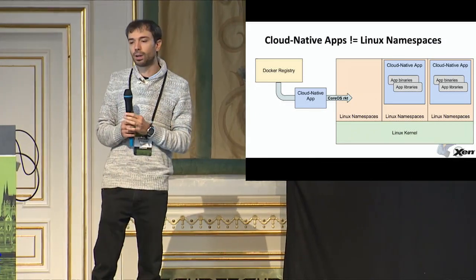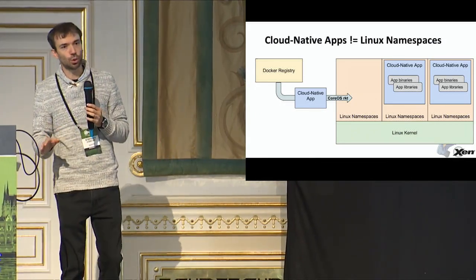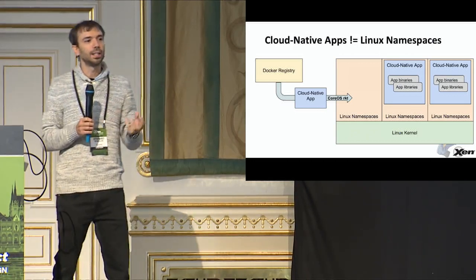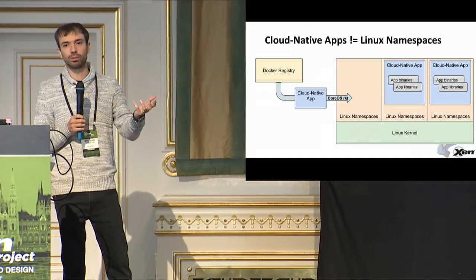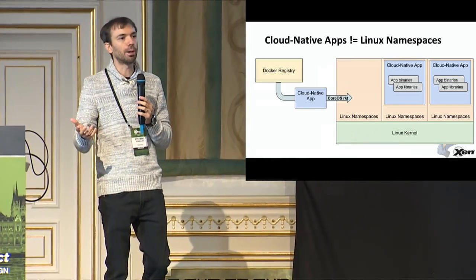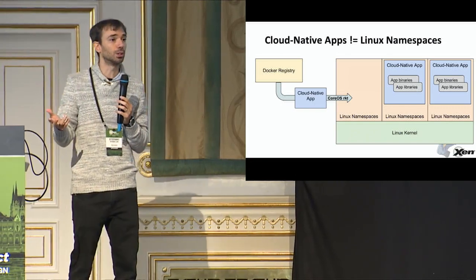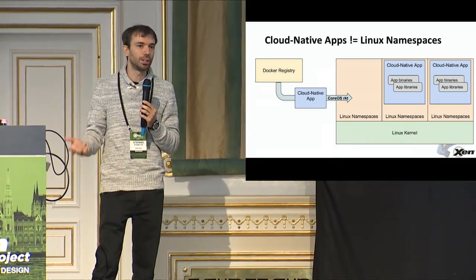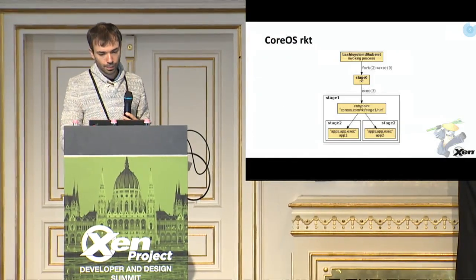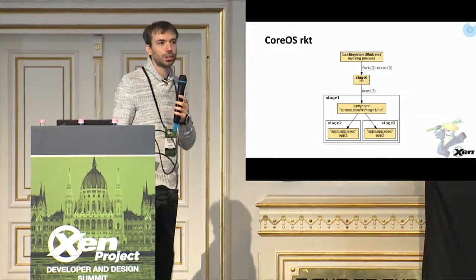Now, for clarity, in the rest of this talk, I'm going to try to use cloud native app as a word to mean the container as downloaded from the Docker registry. And I'm going to use Linux namespaces to talk about the technology based in the Linux kernel that is often employed to run these applications. Right, so let's go back to the stages.